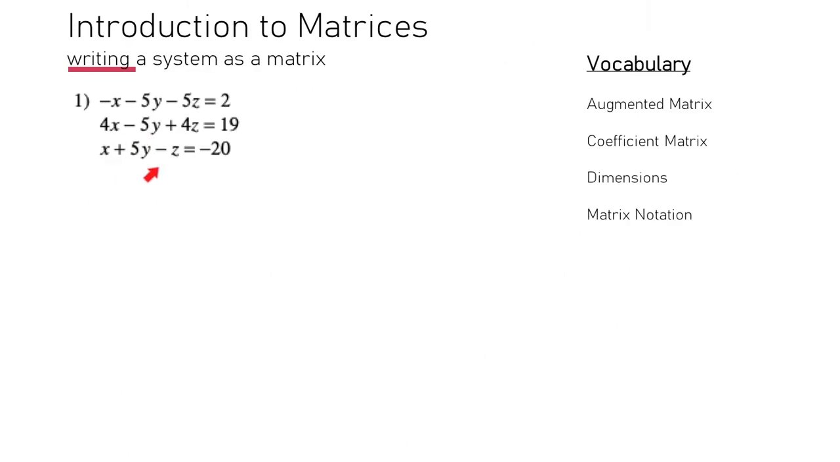So here's our original example. We're not going to solve because we've already done that. I believe it's our original example. But we're going to write this system as a matrix. And so I'm going to write it out, and then I'm going to define these terms.